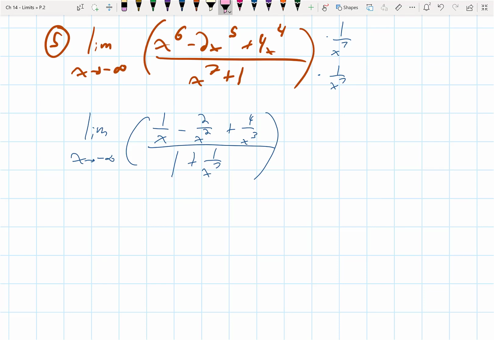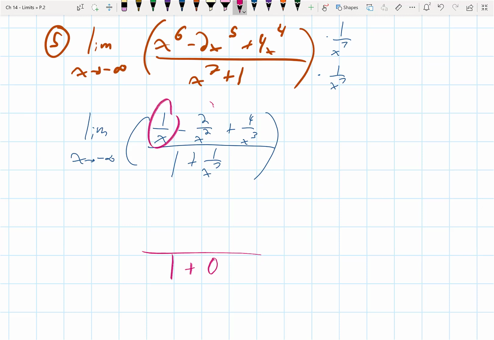Carlos, what? Well, the 1 doesn't approach 0, but the 1 over x to the 7th does when x approaches infinity. Why? Because the 1 over x to the 7th becomes exponentially small. So it's small when you get to higher and higher. So that becomes 1 plus 0, right?